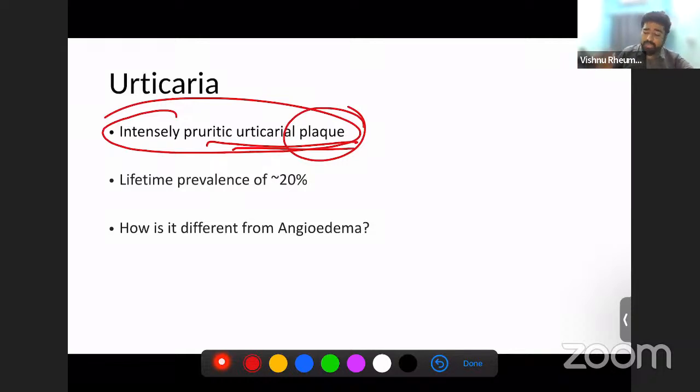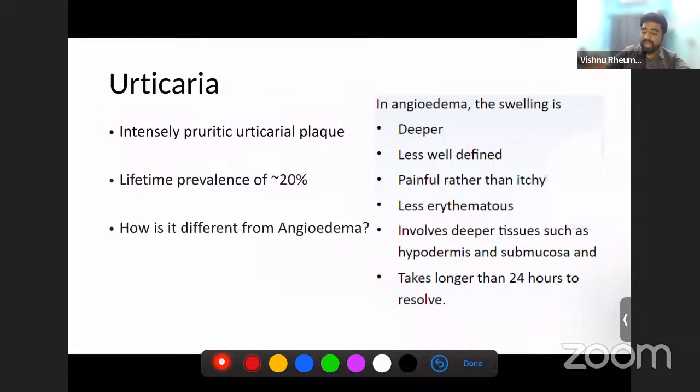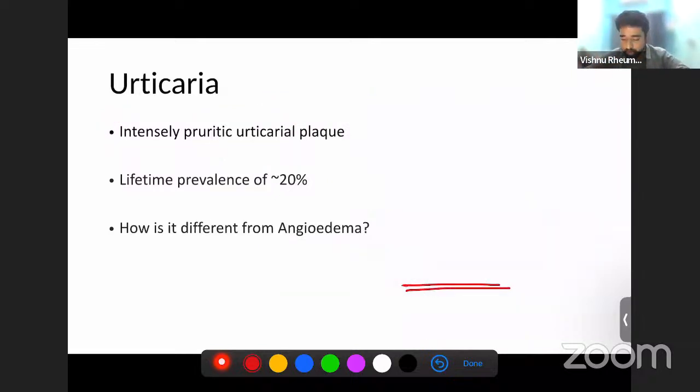This is what I can tell you. And how is it different from angioedema? So angioedema is basically a deeper reaction, right? So it's deeper, less well defined. It is more of a pain rather than itching. It's less erythematous, and the main thing is your deeper tissue is what you should remember, and it takes longer to resolve. It's slightly more severe, and deeper is what you can remember.